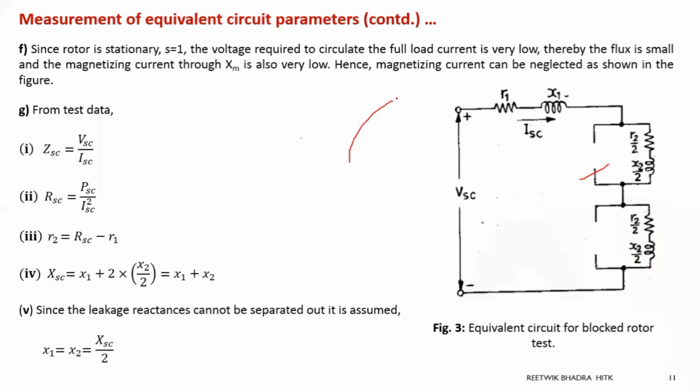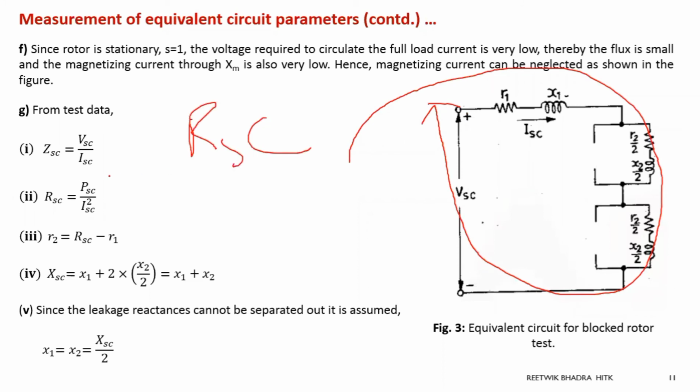Now, if you calculate the total resistance in this path, it will be RSC, because the total power consumed by the circuit divided by ISC square gives the total resistance in this path. What is the total resistance in this path? R1 plus R2 by 2 plus R2 by 2. R2 by 2 plus R2 by 2 gives you R2. So R1 plus R2 is nothing but RSC. From here you can calculate R2 is equal to RSC minus R1. So R1 should always be specified in your question, otherwise your problem can't be solved.